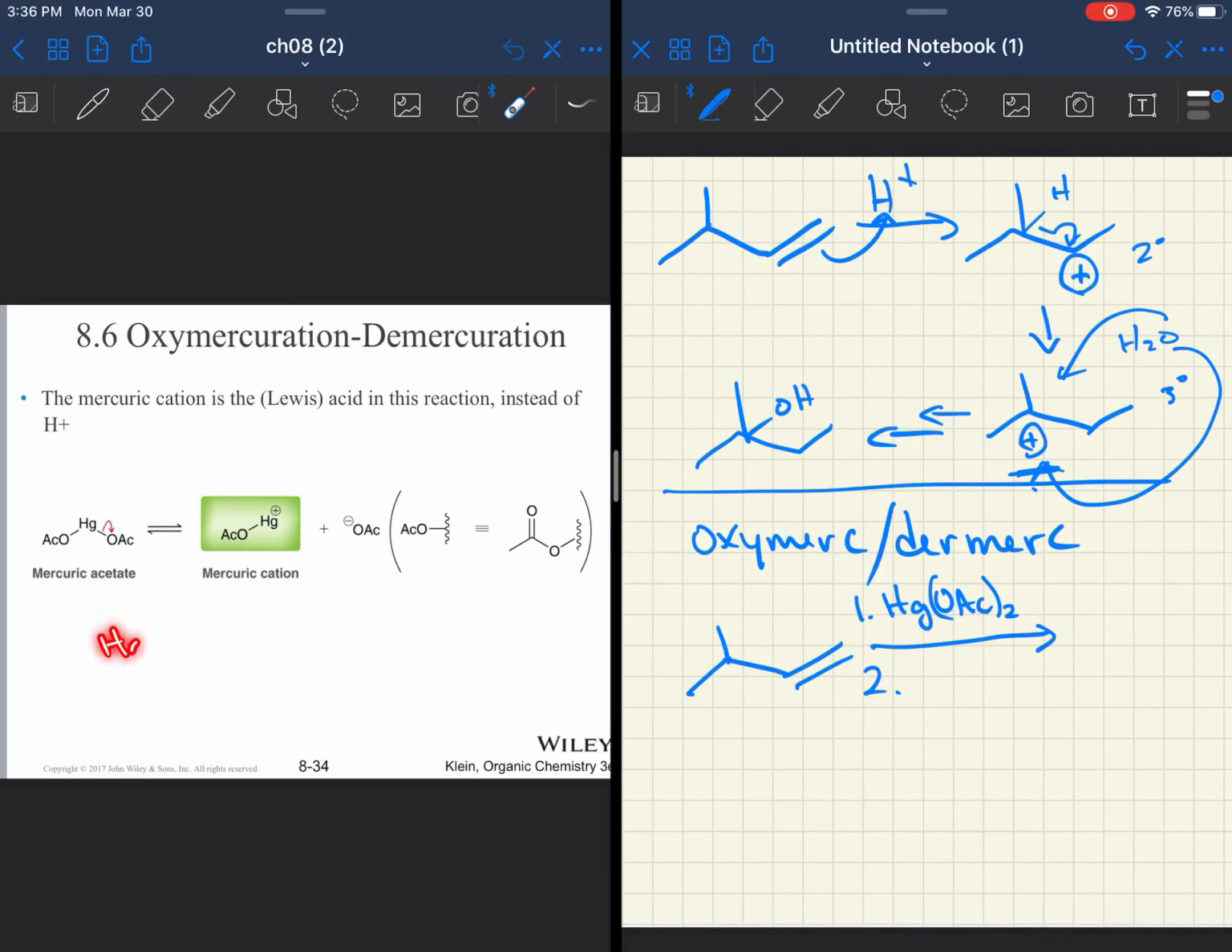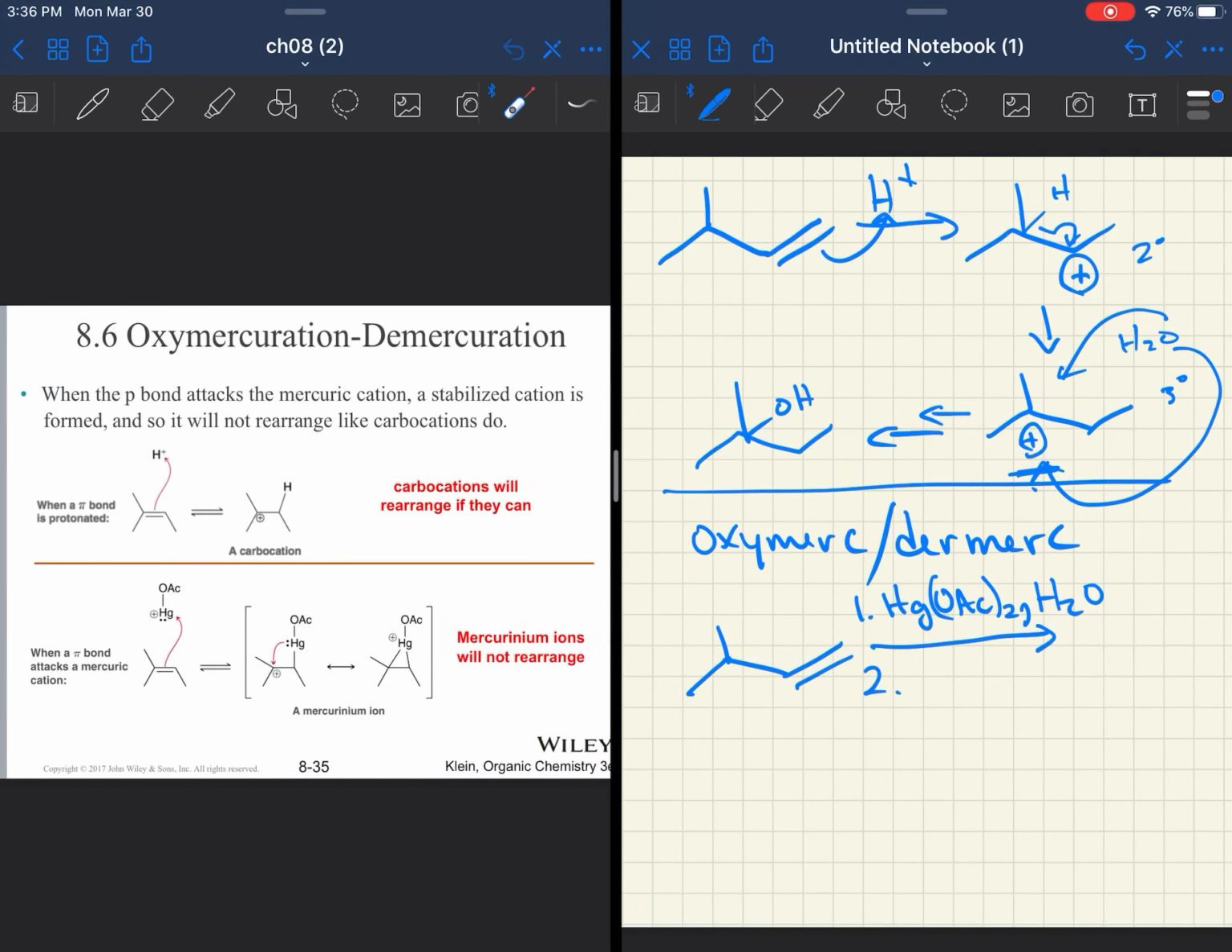Mercury acetate looks like this. You have a mercury atom, and then an acetate, which is OCOCH3, and then you have the same thing on the other side, if you wanted to know what that looked like. That's mercury acetate. Now, mercury acetate falls apart on its own, so you get this mercuric cation. You also need water in that first step.